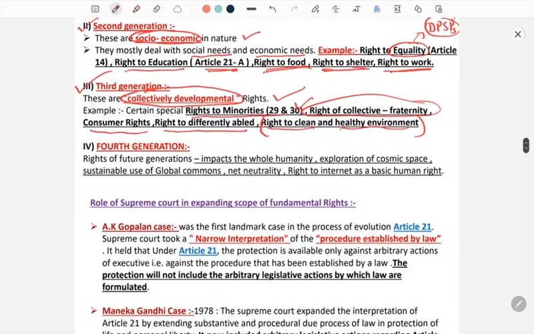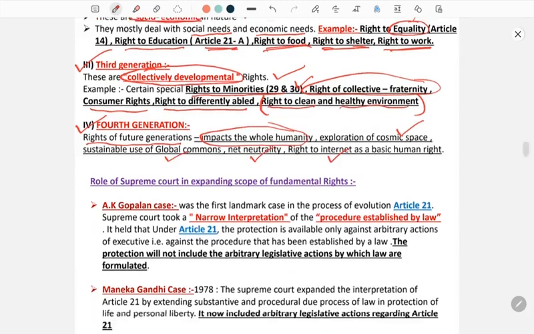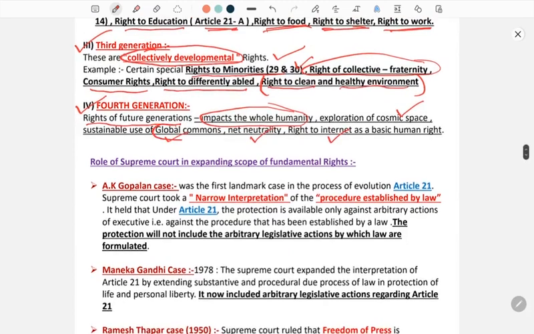It is also a collective developmental right. Coming to the fourth generation. Now fourth generation is the rights of future generations. Now it impacts the whole community or whole humanity. Exploration of cosmic space, some examples: sustainable use of global commons, net neutrality, right to internet as a basic human right. See here, global commons means those things which are not coming under the ambit of a single country.